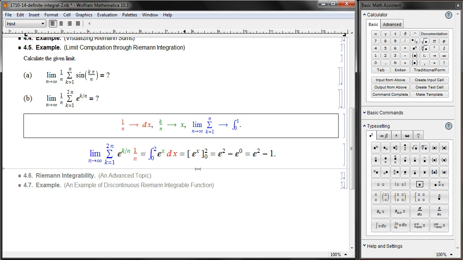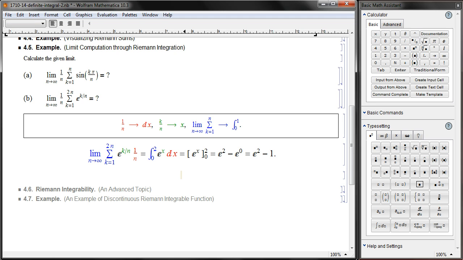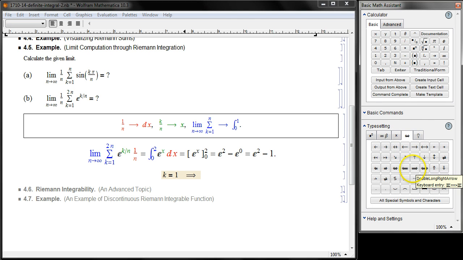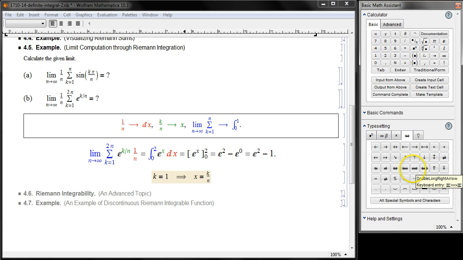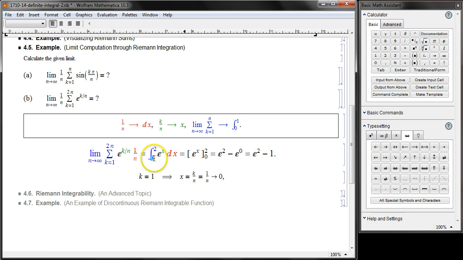Here is a bit of theoretical background behind all this. Let's see. When k is equal to 1, that's the starting point, right? So that corresponds to the starting point. Then x is k over n, which is 1 over n, and that goes down to 0 when n is really, really large. So that starting endpoint is x equal to 0. That makes perfect sense.